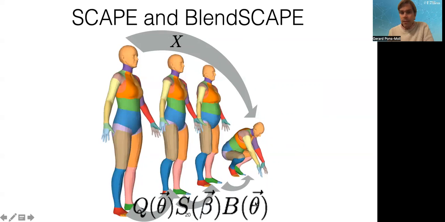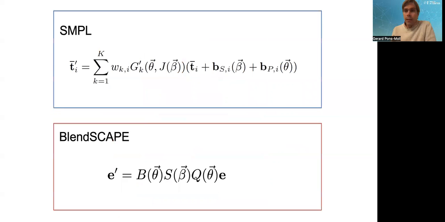What is a bit counterintuitive, perhaps, is that there is no skeleton. There is no rotation about the joint. Everything is rotations in global coordinates. And then, because all the triangles are stitched together, one can obtain a coherent mesh. So it's instructive to look at the models of SMPL and BlendSCAPE and compare them.